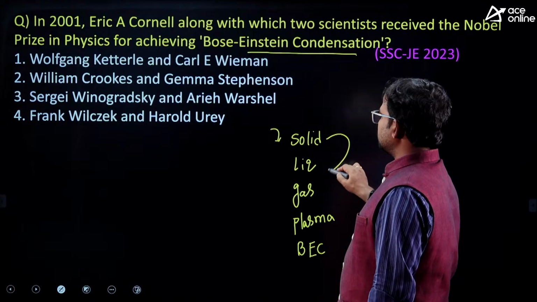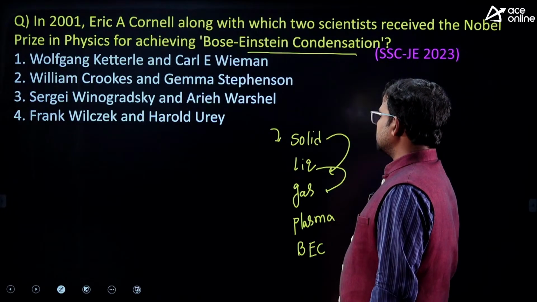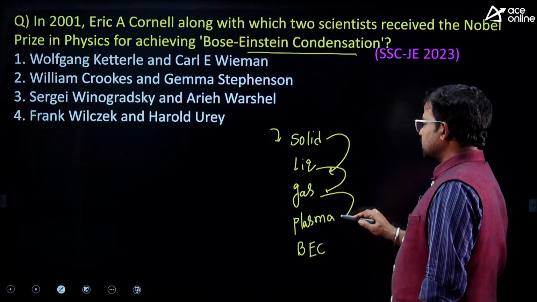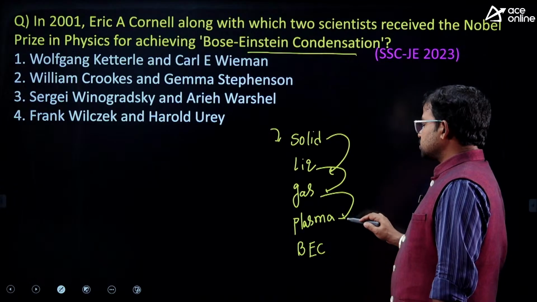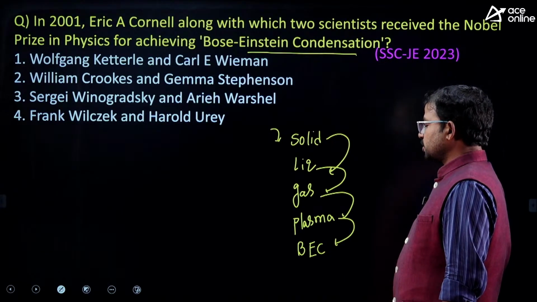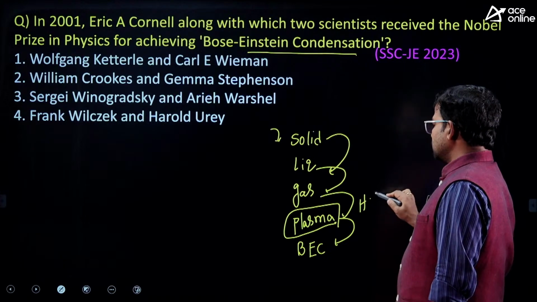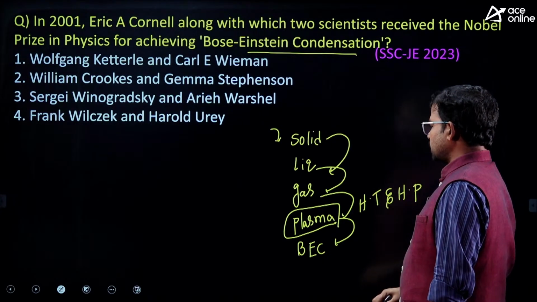Okay, right. So if you heat the solid, then we will get mostly liquid, right? Next, if you heat the liquid, then we'll get mostly gas. Next, if you heat the gaseous material, then we would get plasma. Next, at high temperature and high pressure, mostly we are getting the plasma state.